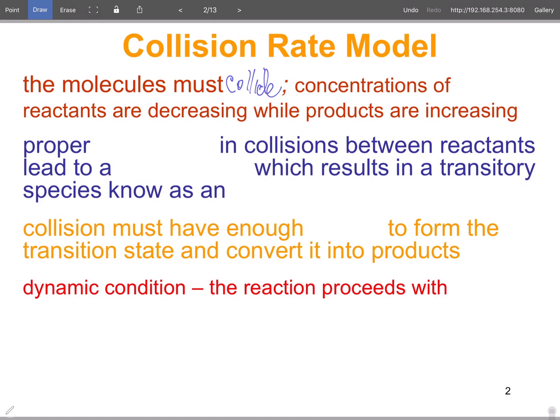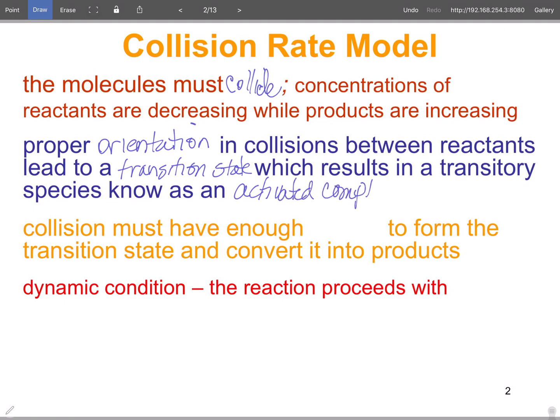The other thing that has to occur is you must have proper orientation between the reactants, which lead to a transition state, which results in a transitory species known as an activated complex. If it's actually a molecule, it may be referred to as an intermediate. And the collision must have enough energy to form the transition state and convert it into the products.